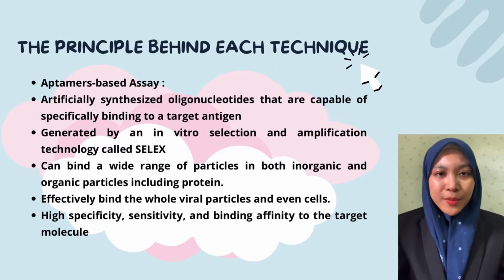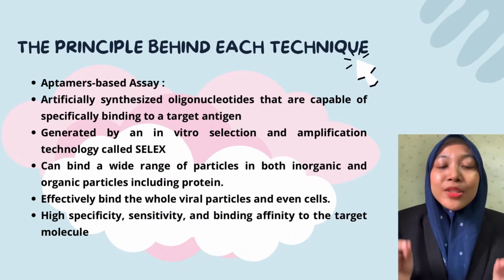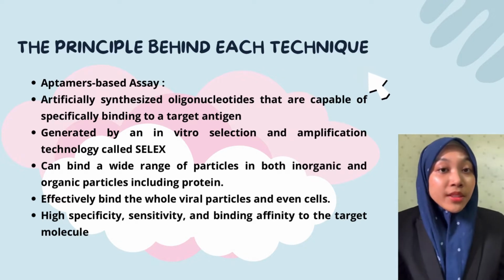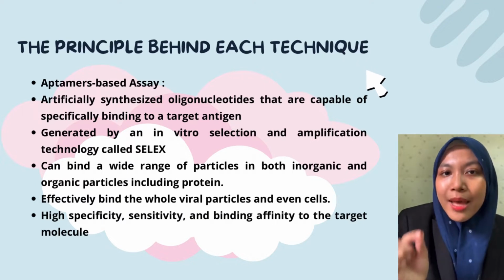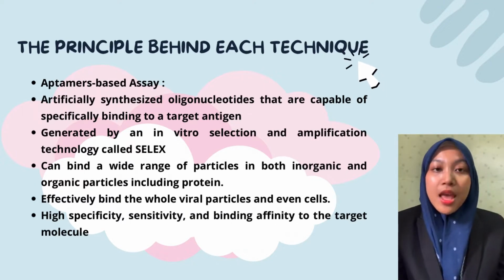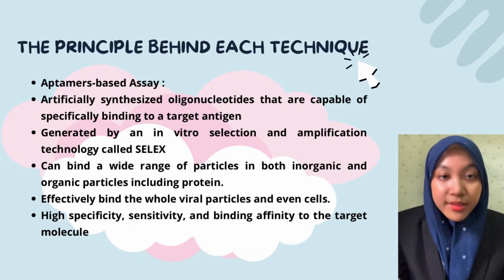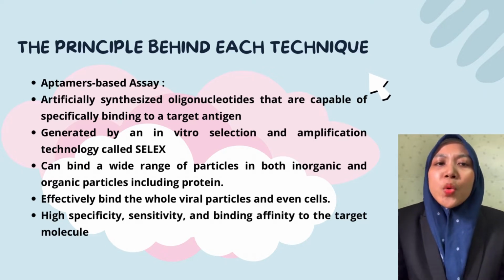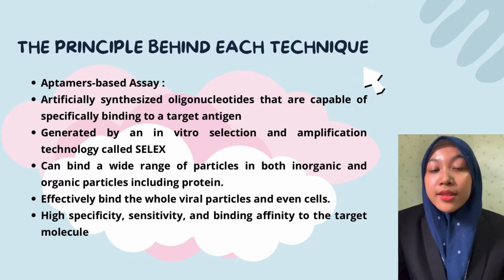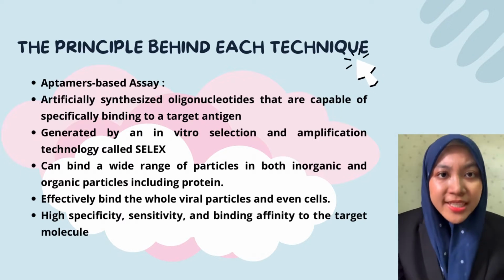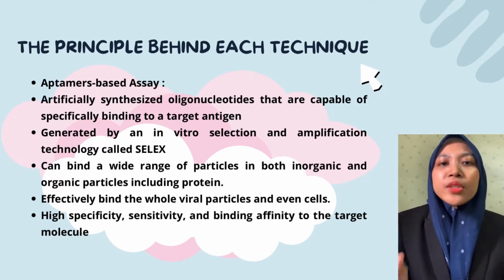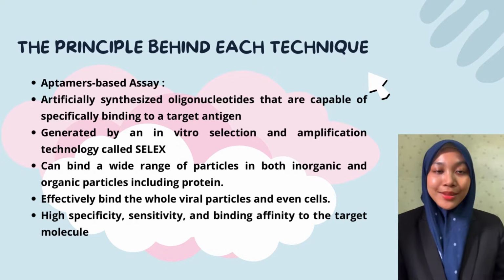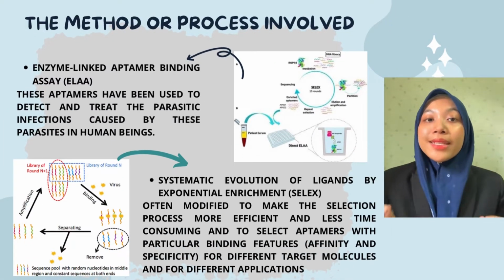What exactly are aptamers? Aptamers are artificially synthesized oligonucleotides that are capable of specifically binding to a target antigen. Aptamers are usually generated by an in vitro selection and amplification technology called SELEX. Aptamers can bind a wide range of particles in both inorganic and organic particles, including proteins. Aptamer has been shown to effectively bind whole viral particles and even cells. The high specificity, sensitivity, and binding affinity to the target molecule is a particularly important property of aptamers in the cited context. Now let's talk about the method or process involved.